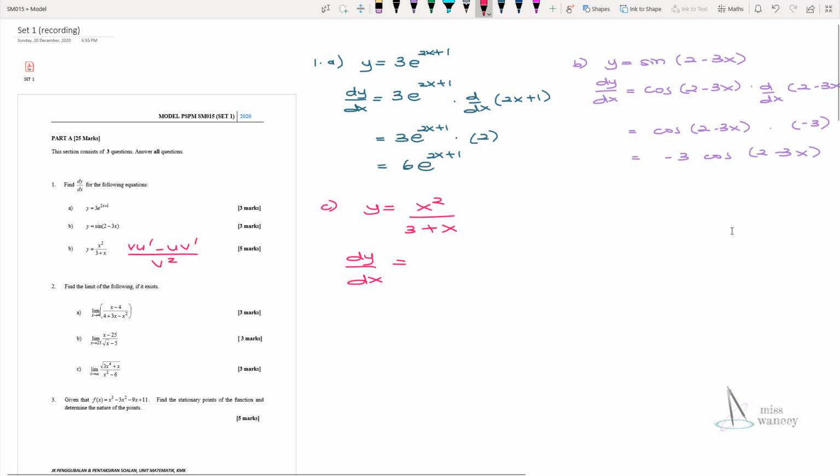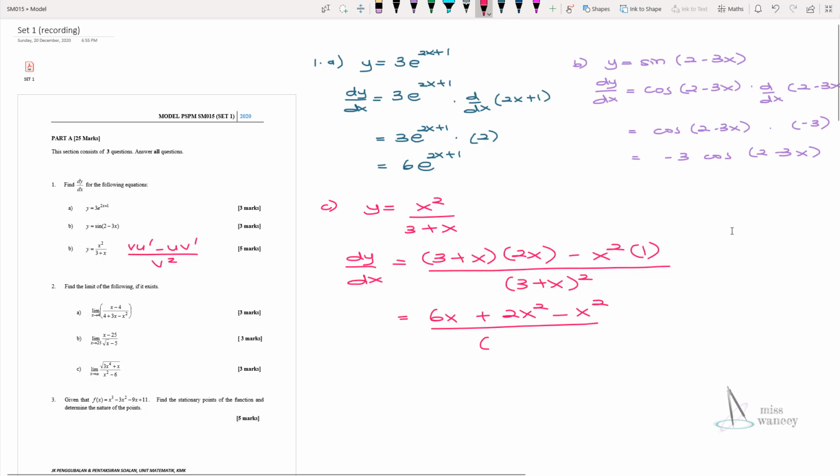Okay, so v first. We have 3 plus x. Differentiating x squared, we are going to get 2x, minus x squared. Differentiating 3 plus x, it will become 1, over 3 plus x squared. Okay, we're going to simplify our numerator a little bit. So we have 3 times 2x, so 6x plus 2x squared minus x squared over 3 plus x squared.